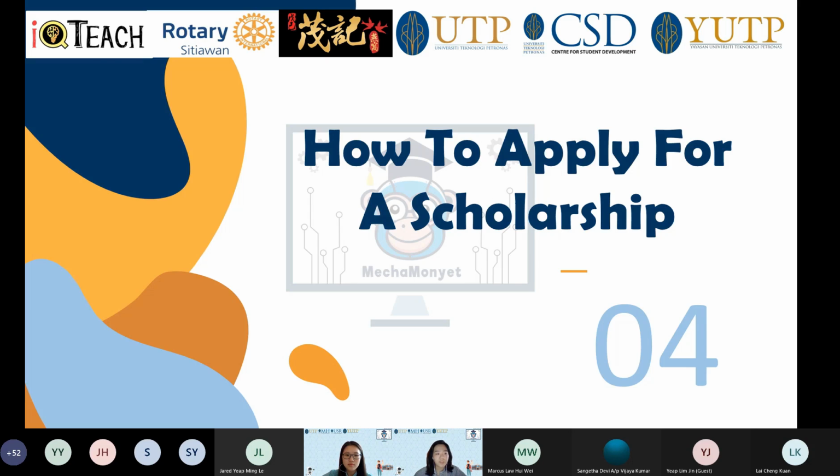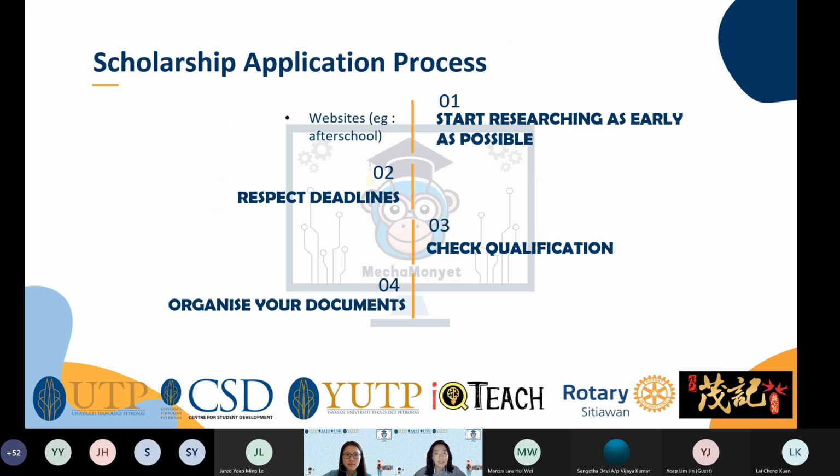How to apply for a scholarship. So first of all, these are the basic process of applying for a scholarship. There are a lot of scholarships offered by private organizations or government bodies to support tertiary education.